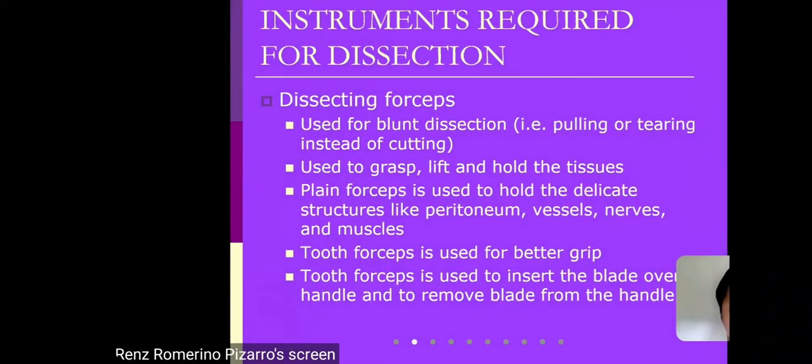Dissecting forceps are used for blunt dissection, that is, pulling or tearing instead of cutting, and used to grasp, lift, and hold the tissue. Plain forceps is used to hold delicate structures like peritoneum, vessels, nerves, and muscle. Tooth forceps is used for better grip. Tooth forceps is used to insert the blade over the handle and to remove the blade from the handle.